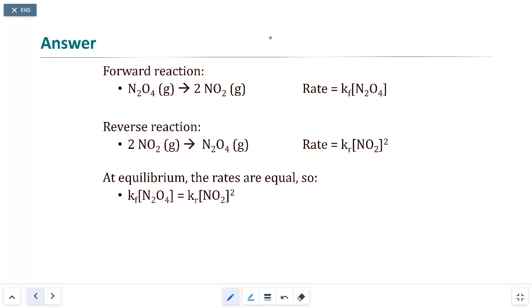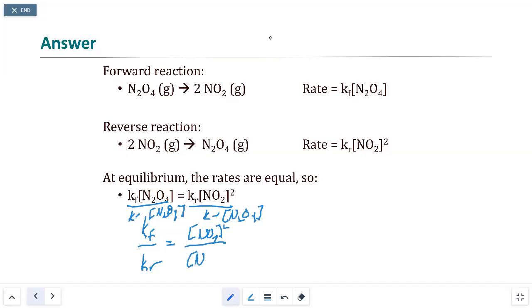what I would get is Kf over Kr. So I'm dividing each side by Kr and each side by the dinitrogen tetroxide. That would be equal to the concentration of nitrogen dioxide squared over the concentration of the dinitrogen tetroxide.